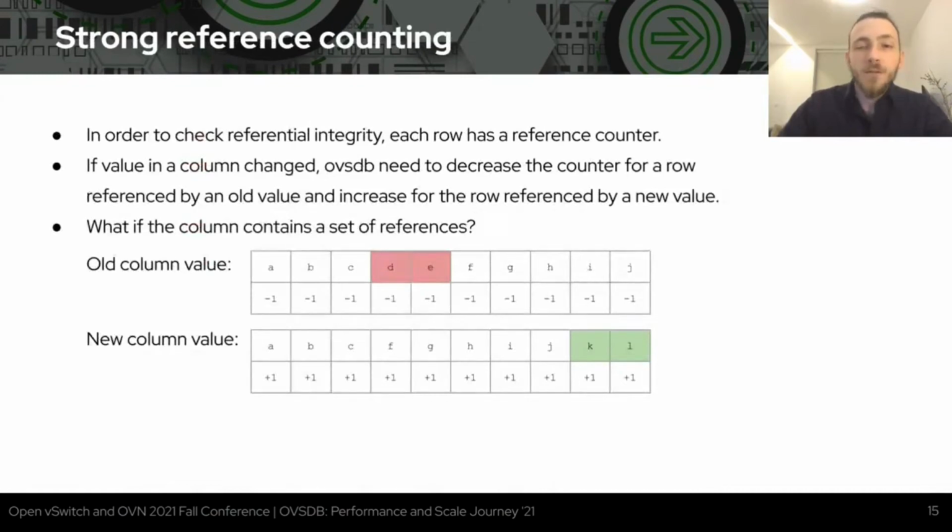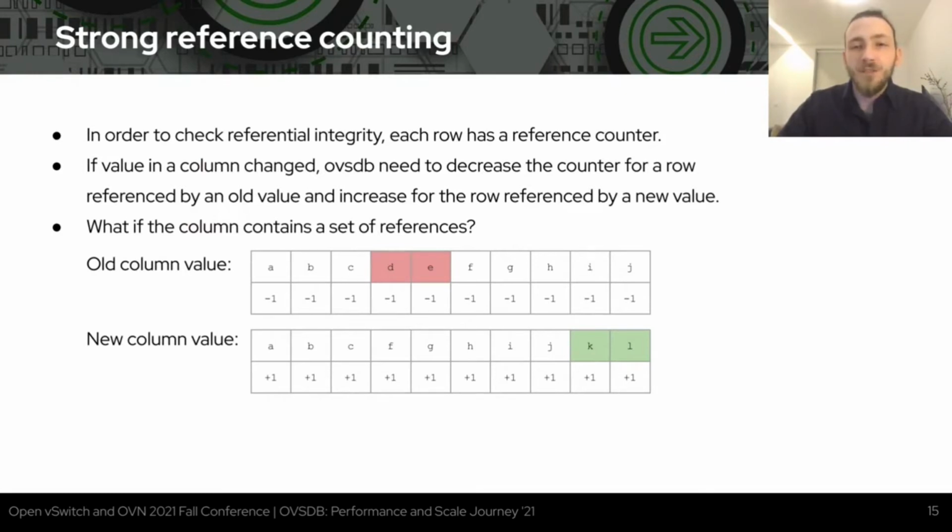The next thing to talk about is referential integrity, specifically strong references. For them, it's enough to just keep a reference counter per row. If the value of some reference changes, OVSDB decreases the counter for the old referenced row and increases for the new one. In case the column contains a set of references, it will first decrease the counter for all the references in the old version of a set, and then increase for all the references in the new version of that set.